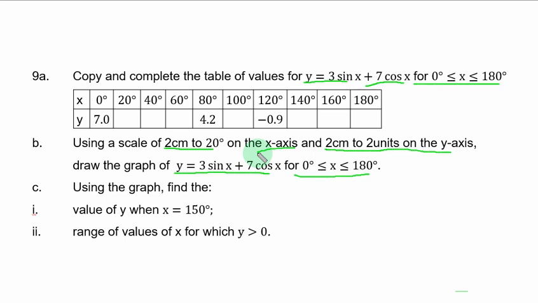C part of the question: using the graph, find Roman figure 1, the value of y when s is equal to 150 degrees. Roman figure 2, the range of values of s for which y is greater than 0.